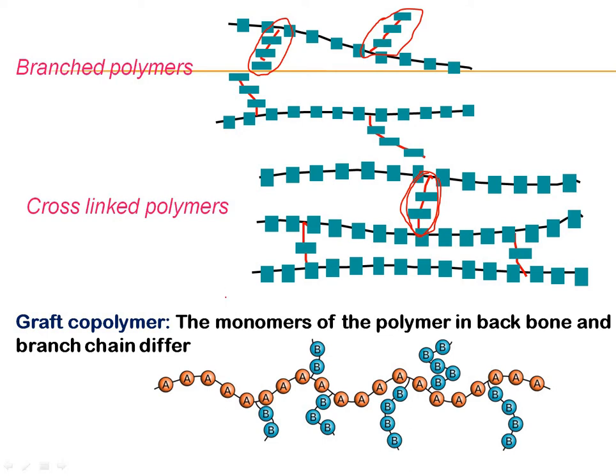And one more special type of polymer, that is graft polymer. It is a little different. Here the monomers of the main chain or polymer backbone chain, and the branches of the monomers attached to it, they are different. So here the A molecules are the monomers of the main polymer chain, and these B molecules are different from that main chain, and such a polymer is called a graft polymer.